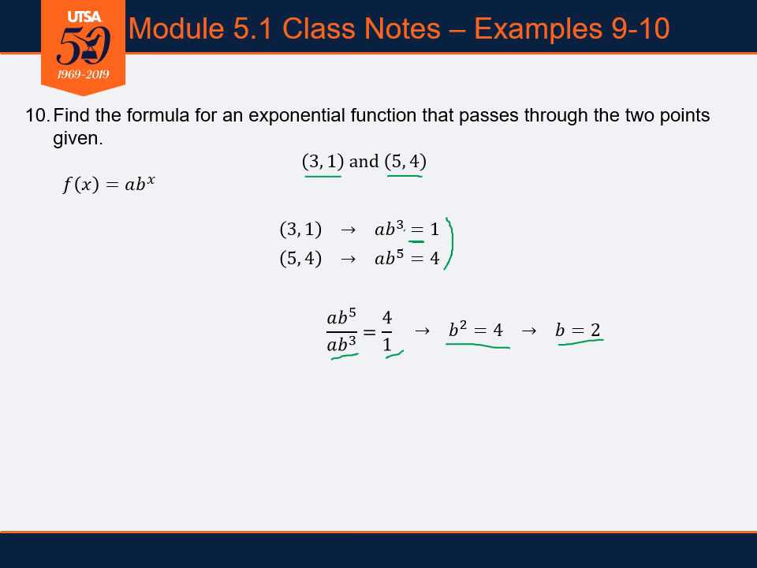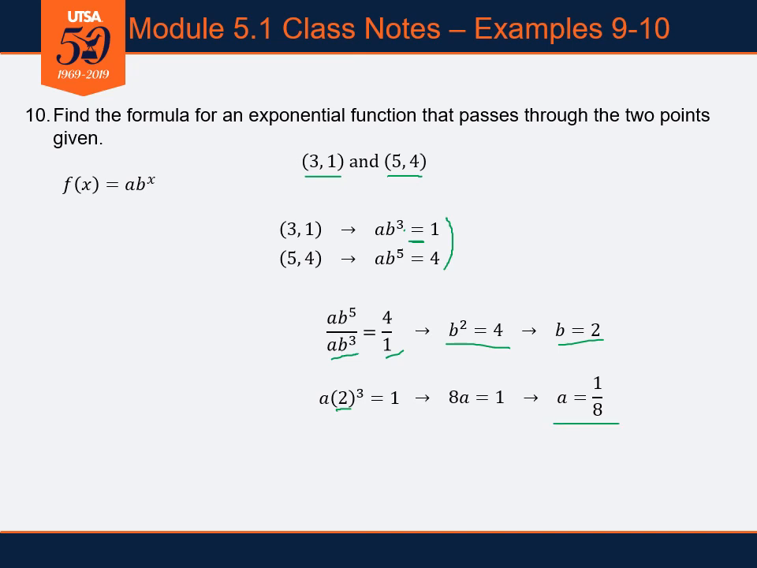Now that I know b equals 2, I can plug 2 back into one or the other of the equations. Actually, it doesn't matter which one we use. You can try it in both, and you'll see you get the same answer either way. I'm going to use the first equation, a b cubed equals 1. So a times b cubed equals 1. And I'll solve for a. 2 cubed is 8. So 8a equals 1. Divide both sides by 8. And I get a equals 1/8.